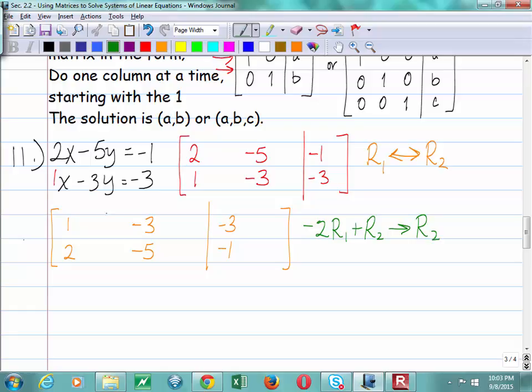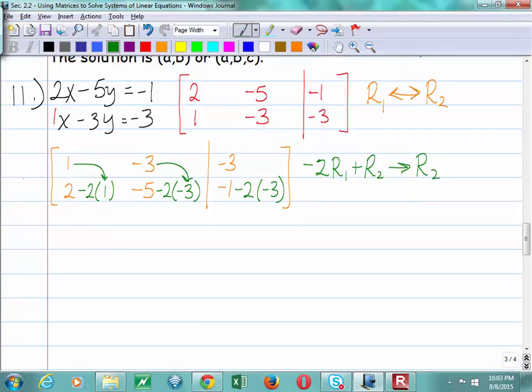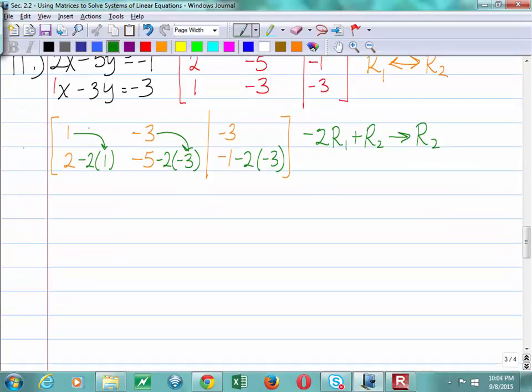So what I'm going to do is I'm going to do -2 times 1, -2 times -3, and -2 times -3. Okay, so once I do that, my first row is still going to be the same.